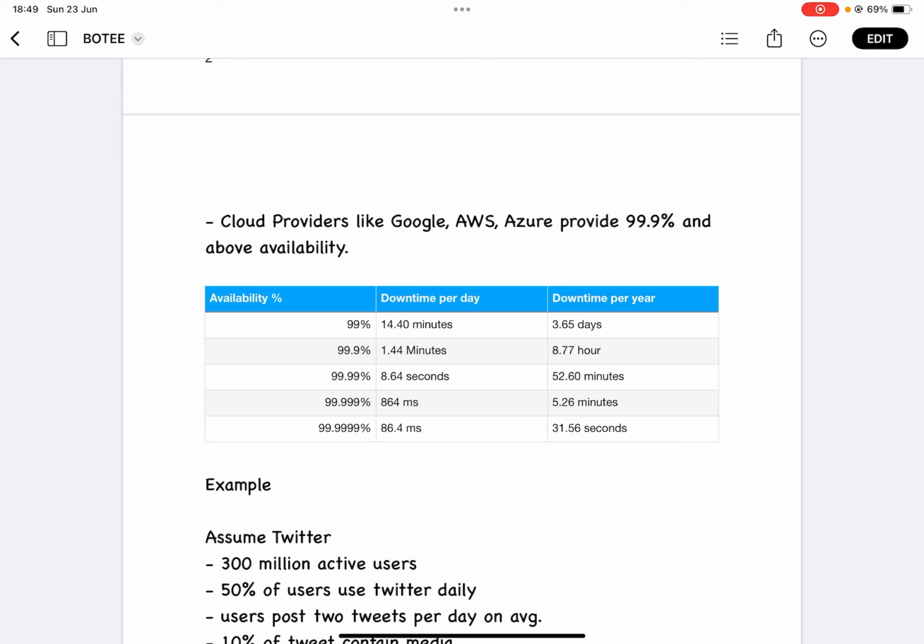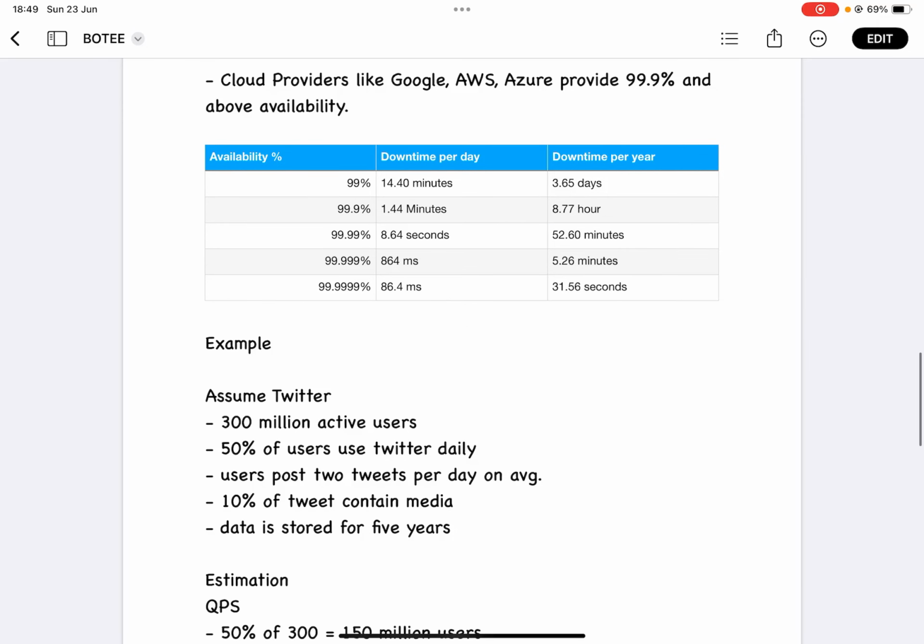So what does that mean? You have approximately 365 days per year. 99 percent availability means 14.4 minutes of downtime per day, and per year it is around 3.65 days your system will be down. 99.9% availability means 1.44 minutes of downtime per day and 8.77 hours per year.